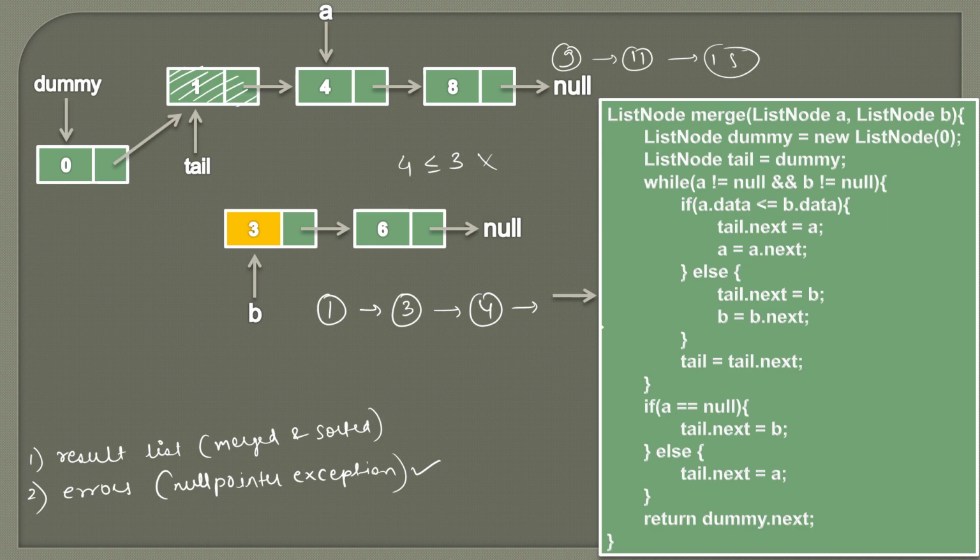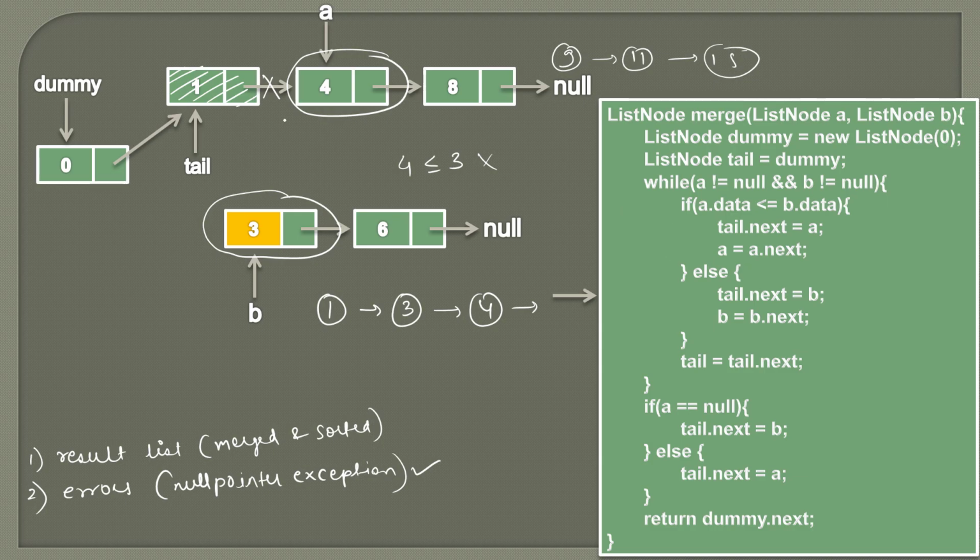So in the else block, we know that among 4 and 3, 3 was the lesser value. So now we have to add this node after 1. And how we can do that is, B is referring to this list node, and now we have to add this list node after 1. So we are taking the help of tail. We assign B to tail's next. Here if you see, tail's next is pointing to this node now. So we have to break this link and point it to this node.